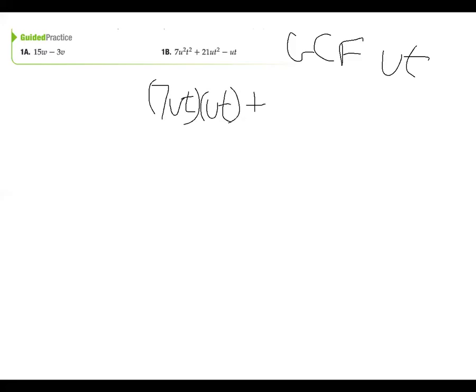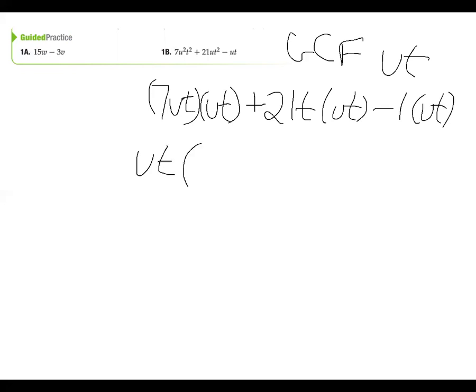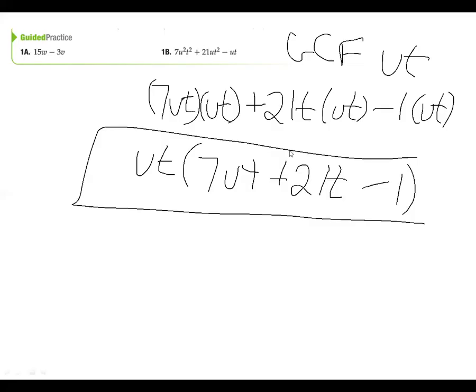This has a u squared, a u, and a u, so I can factor out a u. This has a t squared, and just a t, so the most I can factor out is a t. So I'm going to write it as ut, the GCF of this one is ut. So this would be 7ut times ut plus 21t times ut minus 1 times ut, and then you undistribute or factor out the ut. Ut times 7ut plus 21t minus 1. Okay, don't forget to put your parentheses in there to show the factored form.